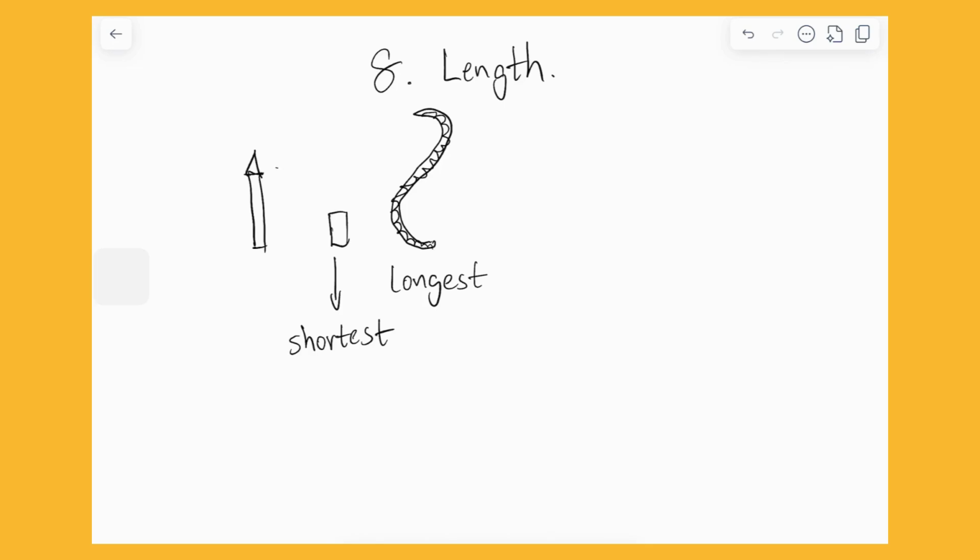So the pencil is longer than the rubber. Okay, but the pencil here is what? Shorter than the rope.